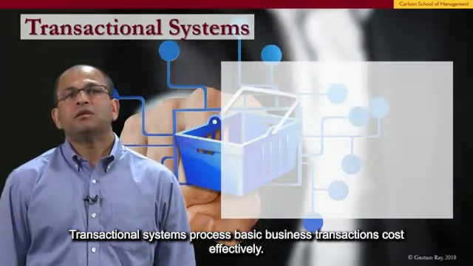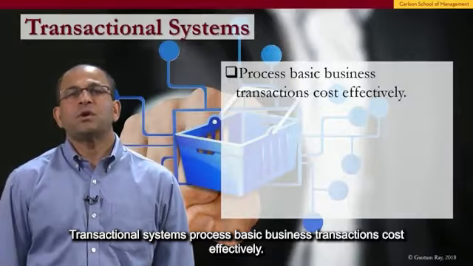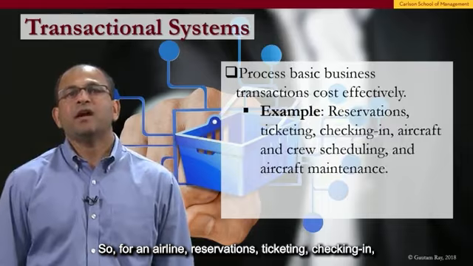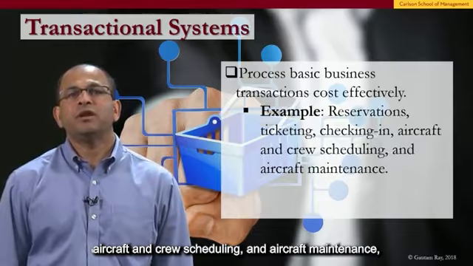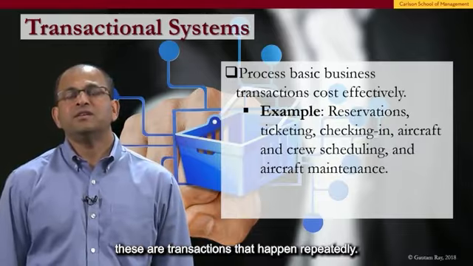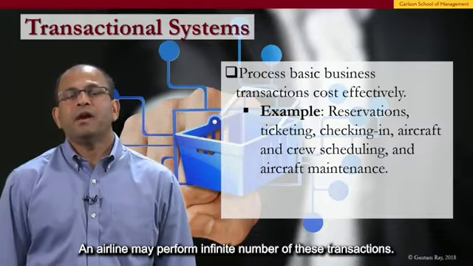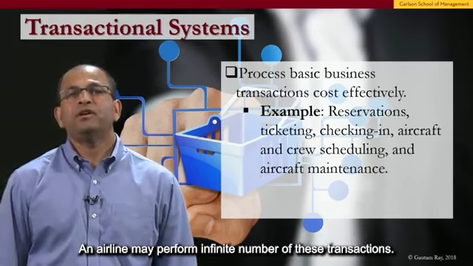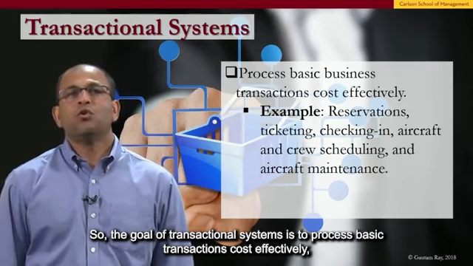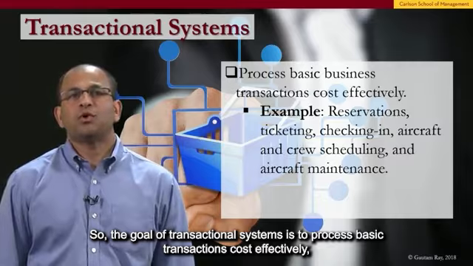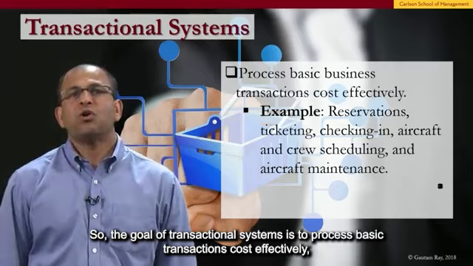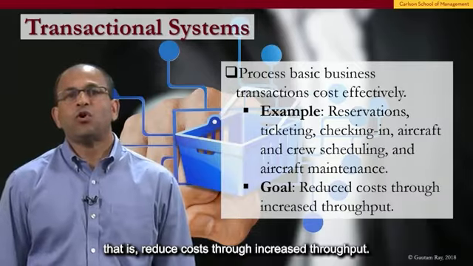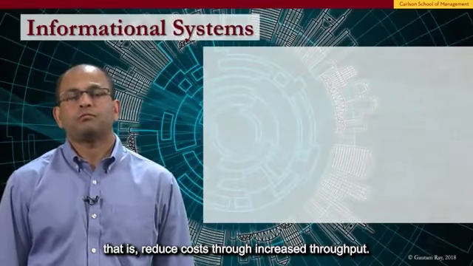Transactional systems. Transactional systems process basic business transactions cost effectively. So for an airline, reservations, ticketing, checking in, aircraft and crew scheduling, and aircraft maintenance, these are transactions that happen repeatedly, and an airline may perform an infinite number of these transactions. So the goal of transactional systems is to process basic transactions cost effectively, that is, reduce costs through increased throughput.